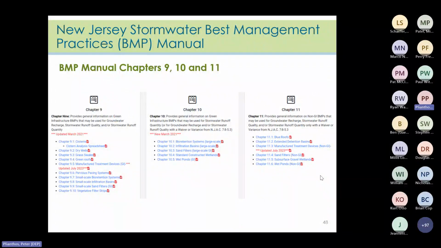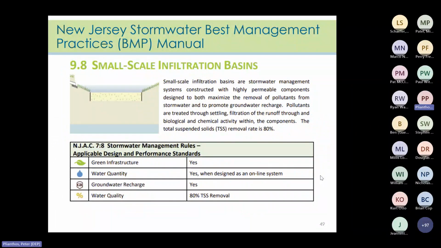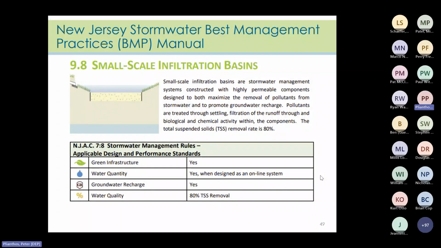Next, we'll take a look at an example cover page from a BMP chapter. As we said, Chapter 9 contains all of the GI BMPs listed in Table 5-1. Shown here is the cover page from Chapter 9.8, which is for small-scale infiltration basins, and it's a typical example of the chapters for the various BMPs listed in subsection 5.3 of the rules. At the top of the page is an introductory statement that provides an overview of how the BMP addresses pollutant removal and the rate at which it removes total suspended solids, or TSS, from stormwater runoff.